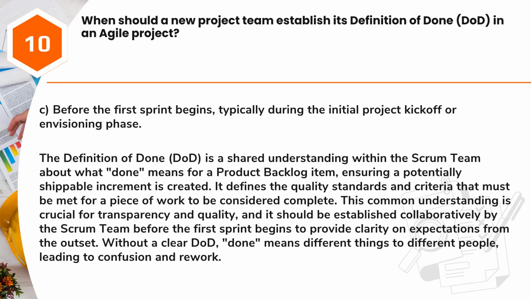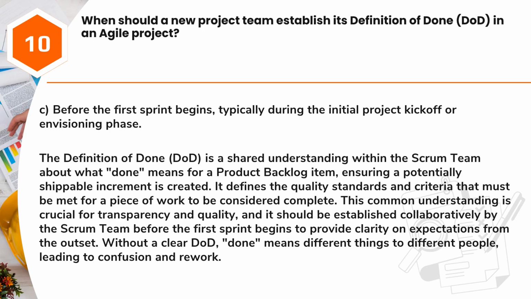Answer: C. Before the first sprint begins, typically during the initial project kickoff or envisioning phase. The definition of done, DoD, is a shared understanding within the Scrum team about what done means for a product backlog item, ensuring a potentially shippable increment is created. It defines the quality standards and criteria that must be met for a piece of work to be considered complete.